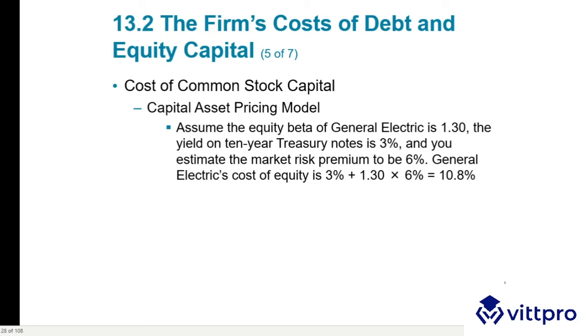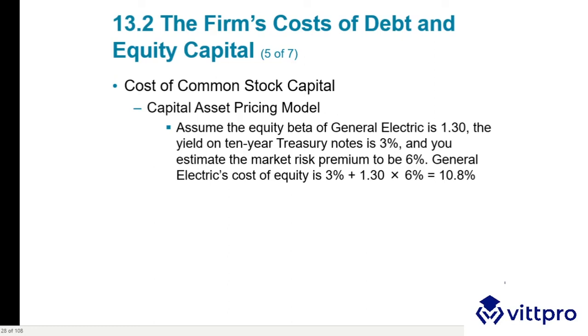Now what is the meaning of beta? Beta means the relationship between the company's performance and stock market performance. A beta of 1.3 for General Electric means that if the market increases by 10%, General Electric will increase by 10 times 1.3%, so they will increase by 13%. If the market drops by 10%, the share price of General Electric will also drop by 10 times 1.3, or 13%. So it's a relativity index.